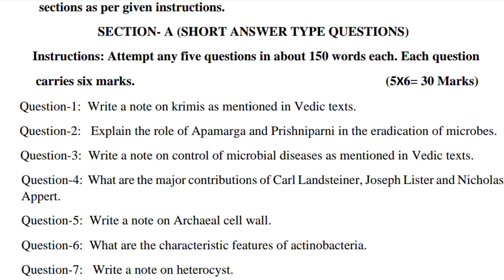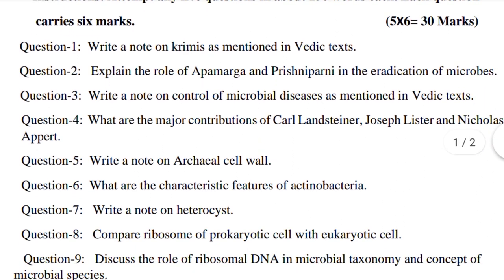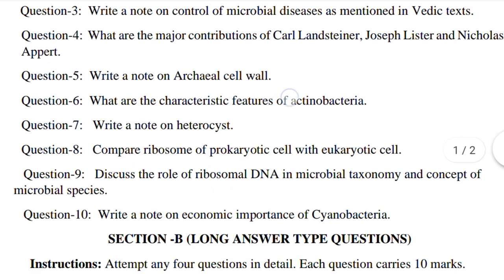Question 5, write a note on archaeal cell wall. Question 6 is, write the characteristic features of actinobacteria. Question 7th, write a note on heterocyst. Question 8, compare ribosomes of prokaryotic cell with eukaryotic cell. Question 9, discuss the role of ribosomal DNA in microbial taxonomy and concept of microbial species.